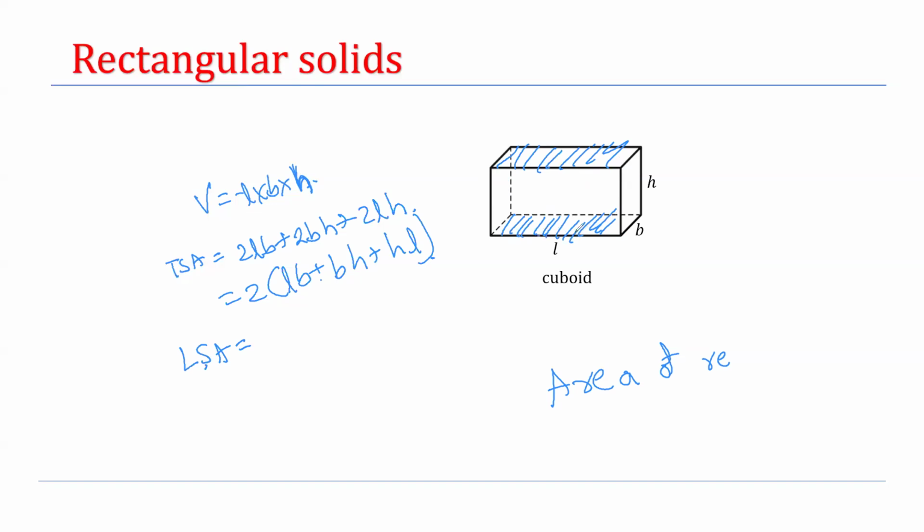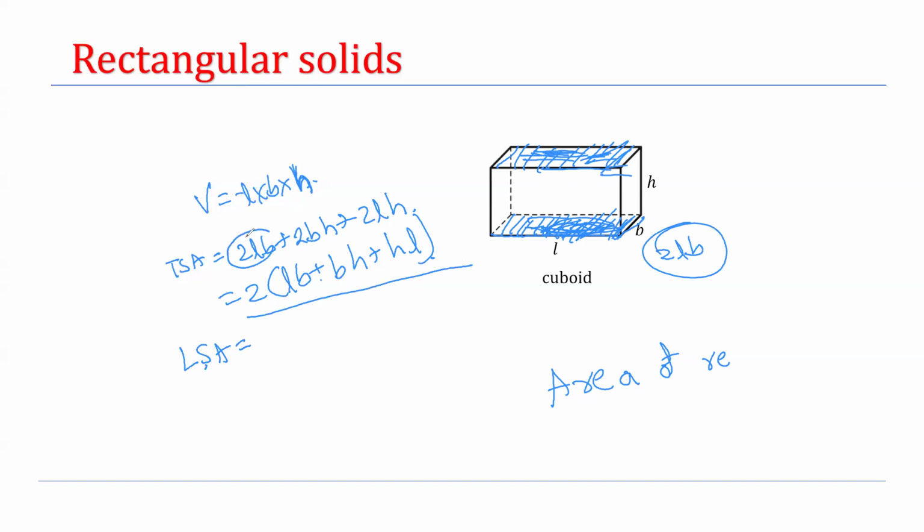Whatever is on top, the area is HL, sir. No, see here, what is this length and this is breadth. So what is this area? Length into breadth, sir. This is also length into breadth, and this is also length into breadth, right? Same area, yes sir. Do you agree with me? So that is 2 into length into breadth. We don't want this area. We have to remove this area from the total surface area.